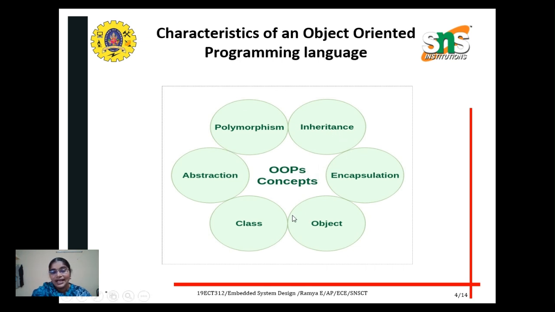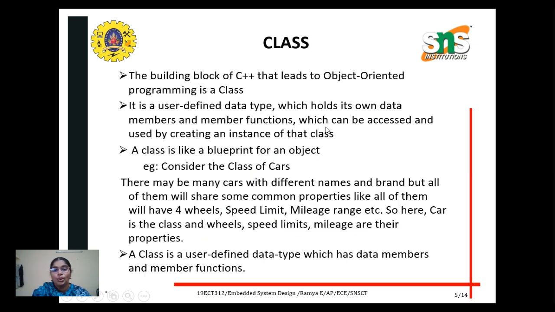These are the characteristics of object oriented programming: inheritance, encapsulation, object, class, abstraction, polymorphism. What is meant by class? Class is nothing but a building block of C++ that leads to object-oriented programming. It is a user-defined data type. Class is nothing but a data type. It is defined by the user, which holds its own data members and member functions, which can be accessed and used by creating an instance of that class. A class is like a blueprint of an object.